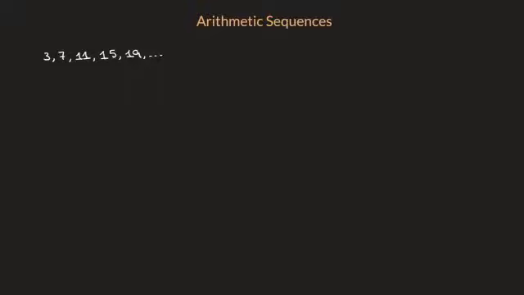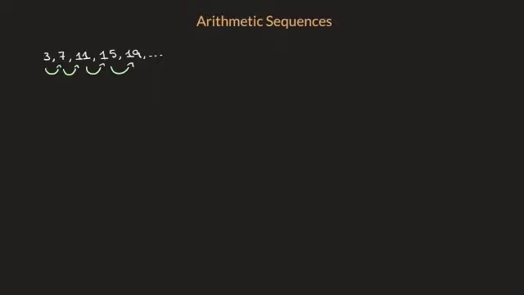We now learn about arithmetic sequences. And for that, consider the sequence that we have here. We have 3, 7, 11, 15, and 19. This is an arithmetic sequence, and what makes it arithmetic is the fact that to get from any one term to the next, I'm always adding the same amount.